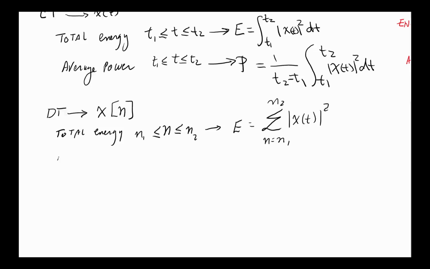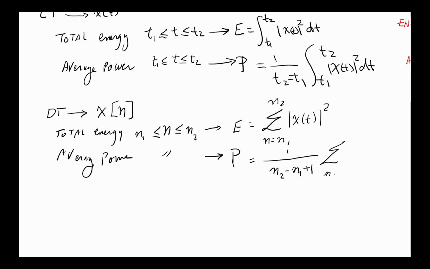And we could do the same thing for average power in the same interval, and that would be basically taking the energy and dividing it by the interval. In this particular case, you have to add a 1. So n2 minus n1 plus 1 is the interval that you're talking about. The rest would be the summation of n from n1 to n2, and there you go.